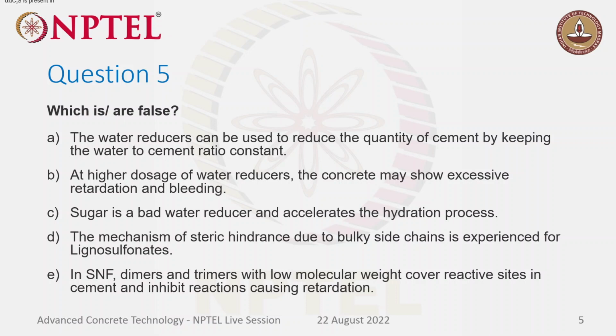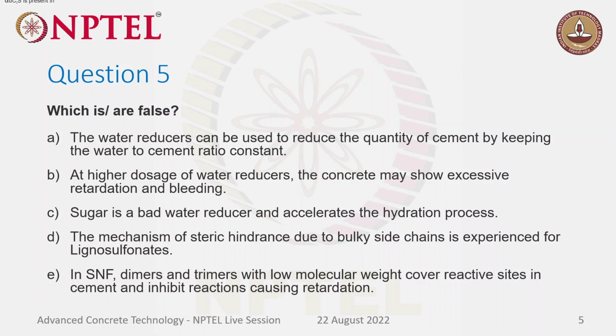Now you have to pick the statements which are false. So you have to read all the statements and find out the wrong statements. I'll read the statements and explain a little bit so that you are able to follow and give the answers. Option A is: water reducers can be used to reduce the quantity of cement by keeping the water to cement ratio constant. Okay, this is option A.